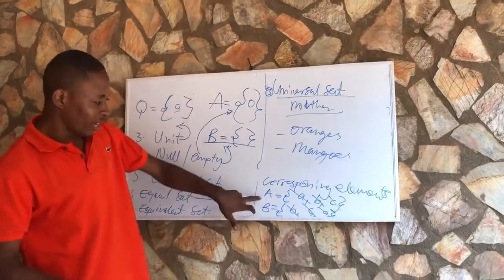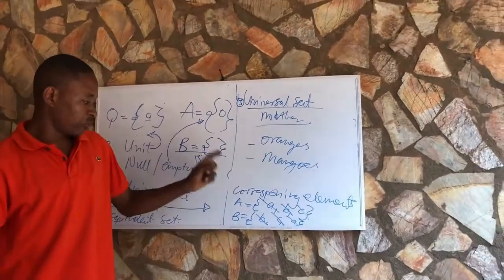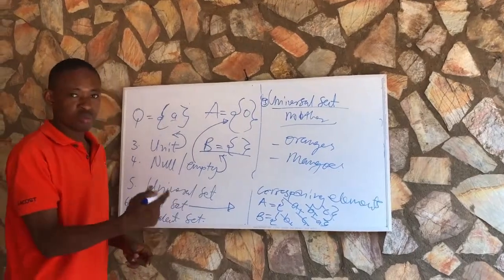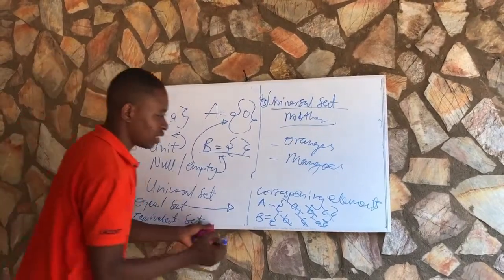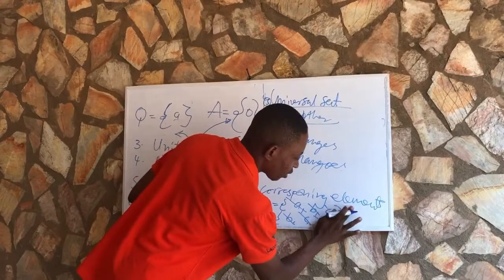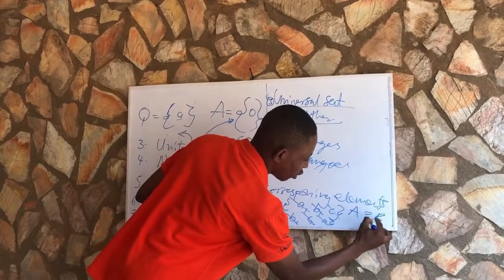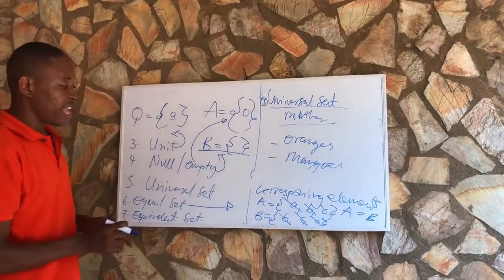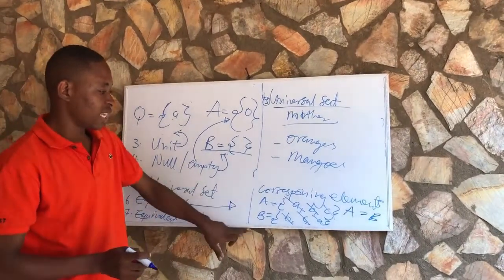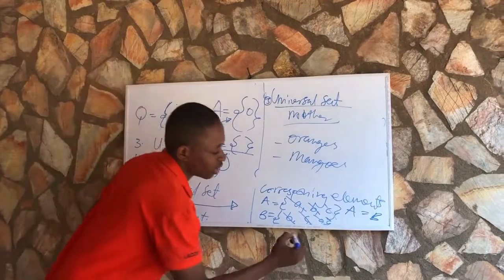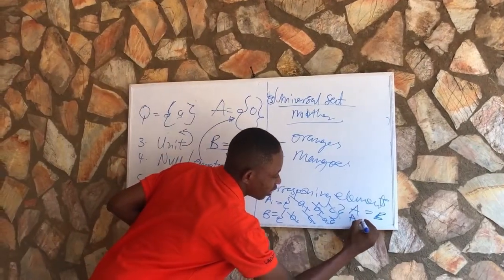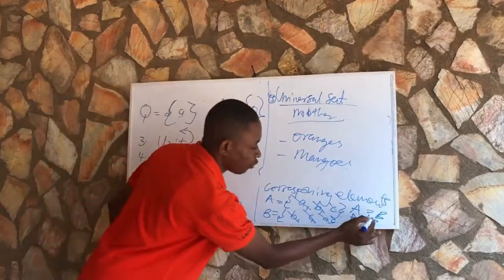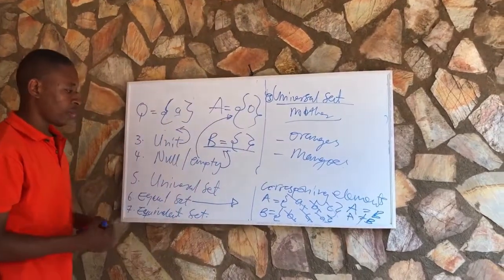So since all the elements in A can also be found in B, it means set A and B are equal. So we can say A equals B. If these two sets are not equal, then we can also say A and B are not equal. So that is the symbol for not equal to.